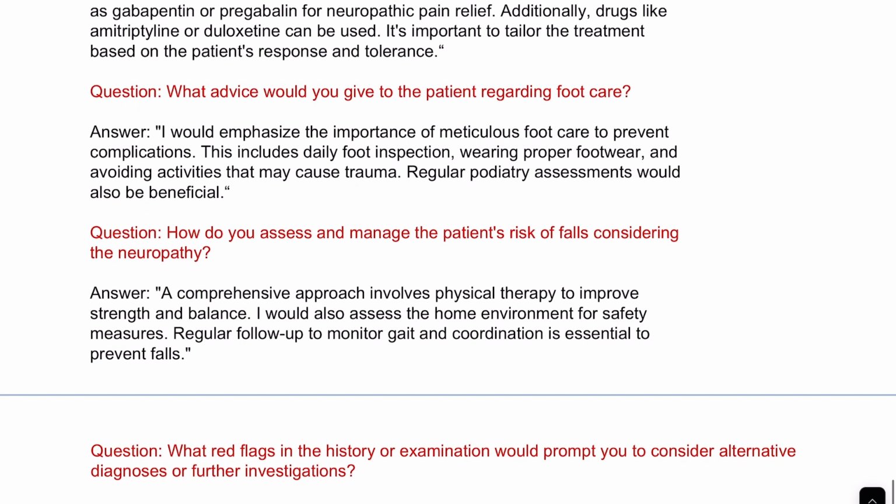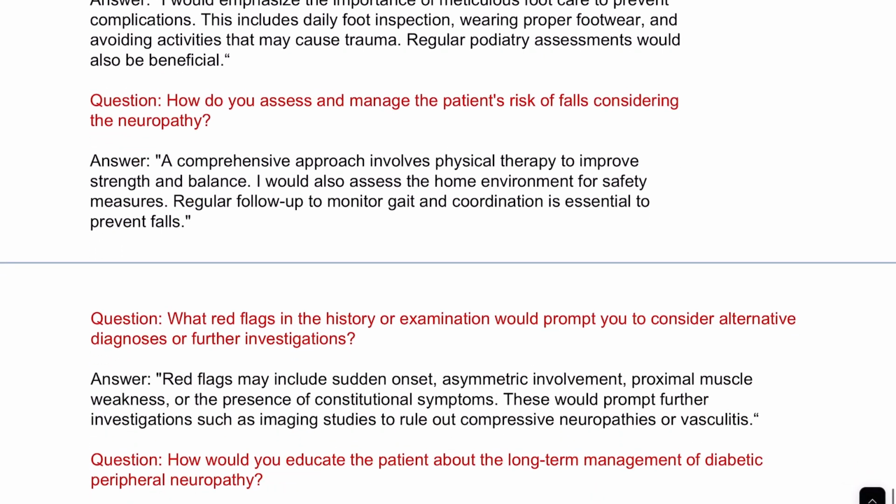What advice would you give to the patient regarding foot care? Again, this is a repetition. I would emphasize the importance of meticulous foot care to prevent complications. This includes daily foot inspection, wearing proper footwear, and avoiding activities that may cause trauma. Regular podiatry assessment would also be beneficial.